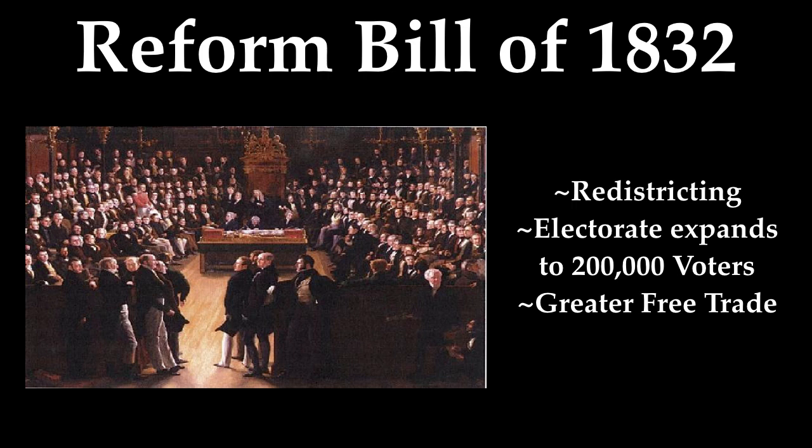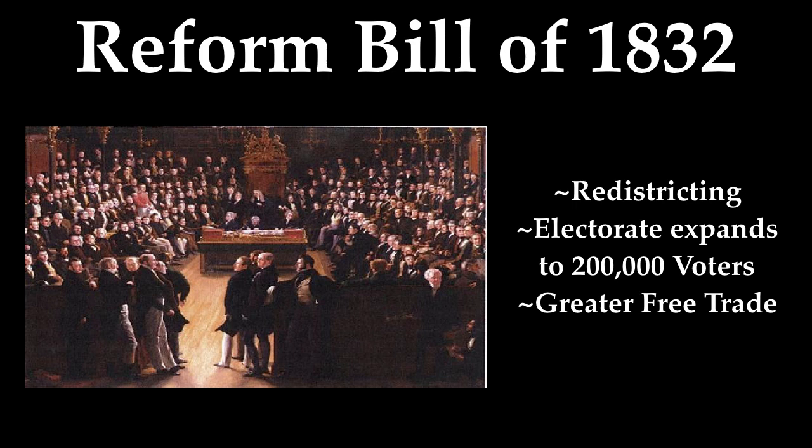In 1832, Parliament passes the Reform Bill. So the Reform Bill of 1832 does a few things. Here they are. The first thing that it does is it redistricts the United Kingdom. In other words, we get rid of the rotten boroughs. We're going to have representation based upon the population and where the population is living. So places like Manchester, Leeds, Birmingham, they're going to have better representation in Parliament.